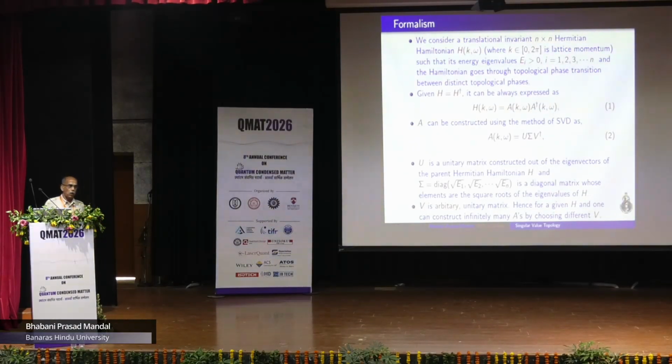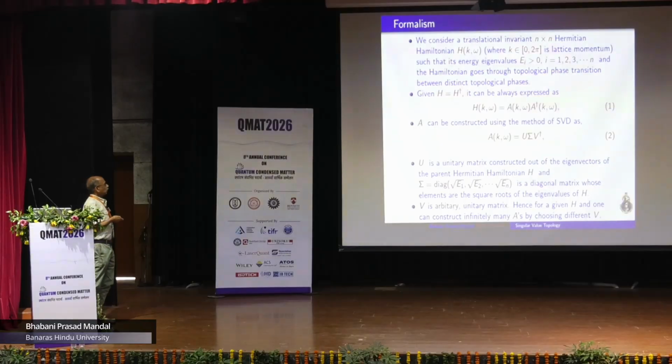Okay, so now we come to our formulation. What we did is consider a Hermitian Hamiltonian, where the lattice momenta run from 0 to 2 pi and it is n cross n, with eigenvalues greater than 0, since we need positive eigenvalues. It also has a topological transition. This is a Hermitian system which has a topological transition. And we consider that this is constructed out of a non-Hermitian A and A dagger, which we can always do, because this is a Hermitian.